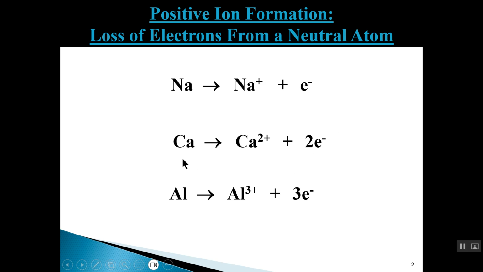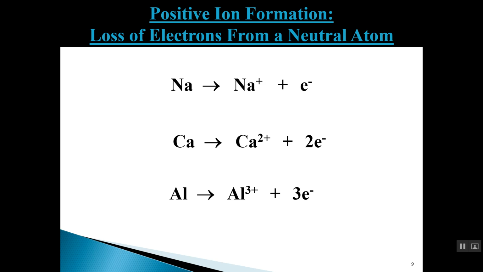Two electrons are lost from the calcium atom, so the remaining ion will have a +2 charge, and three electrons will be lost by the aluminum atom to form the aluminum ion, which has a +3 charge, right? So basically, whatever the number of electrons that are removed, the number of positive charges remaining on the cation that is formed would be the same, all right? So this begs the question: how do you know the correct number of electrons that will be lost?